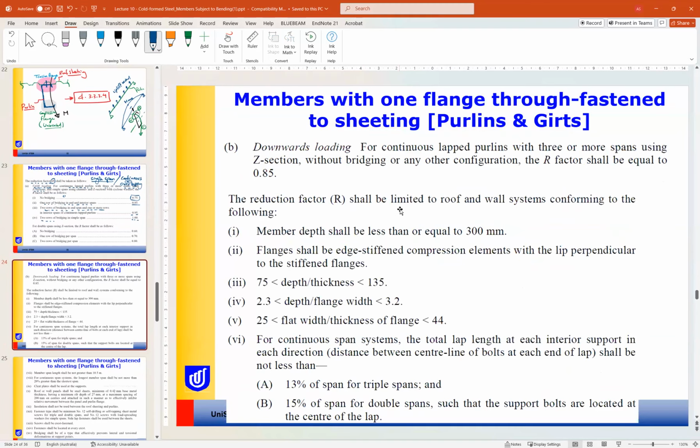The second case here is for downward loading. If you have downward loading, the bridging is not as effective as in the upward. For continuous lapped purlins with three or more spans using Z section without bridging or any other configuration, R shall be equal to 0.85.